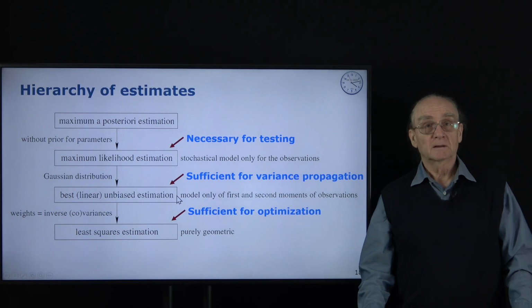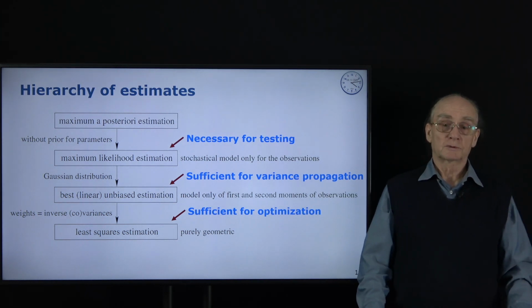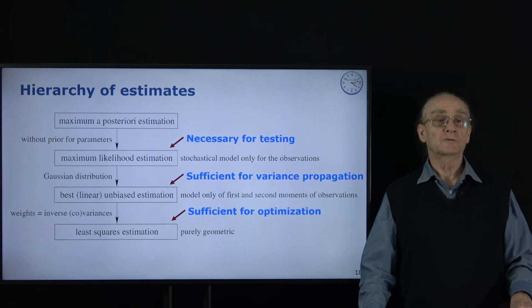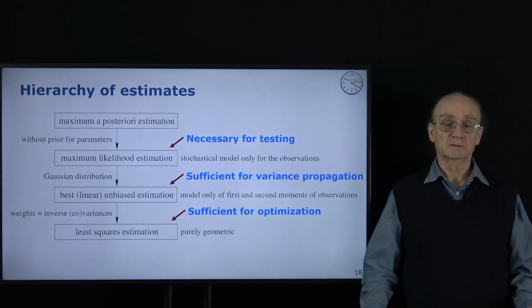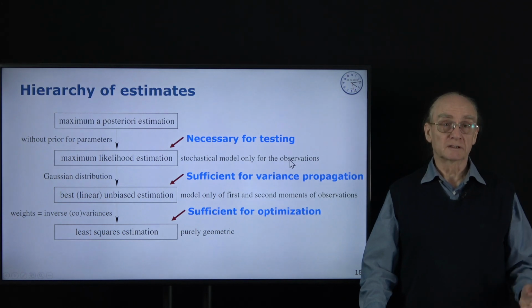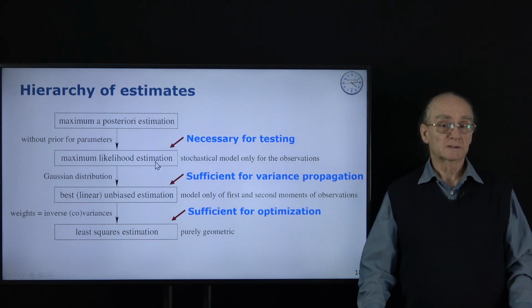If you want to take some uncertainty into account, you can do it with the best linear unbiased estimation, where you minimize the variance, because here you only need the first and second moments of the distribution of your observations. That means you only need the mean, that means the model, and you need the covariance matrix. This is sufficient if you want to do variance propagation, because variance propagation doesn't require that the data are normally distributed. And finally, if you want to do testing of your residuals, for instance, to find outliers, you need to have a stochastical model. That means you need to specify the distribution. Then you actually arrive at the maximum likelihood estimation, and you need to do this in this framework.